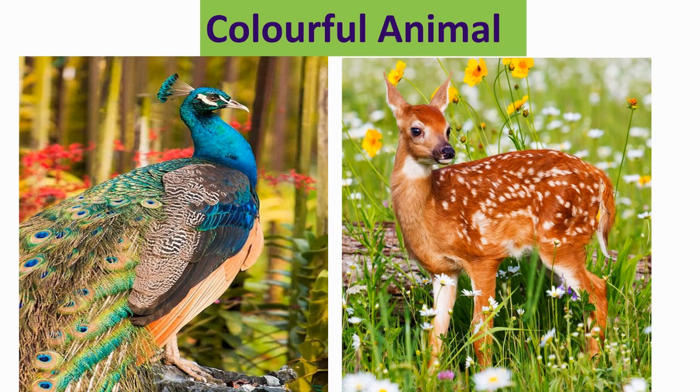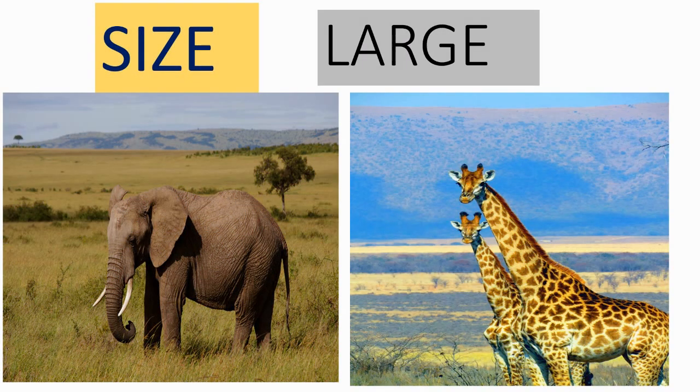The third difference between the animals is their size. Each animal has different colors and lives in different places, and also they are of different sizes. The first size is large. There are animals which are very large in size, such as elephant and giraffe. If you see these both animals, they are very large or big in size.